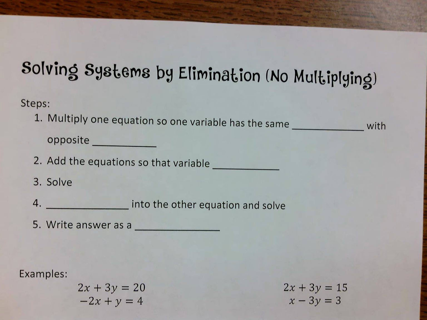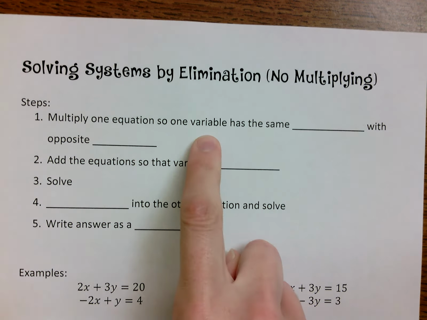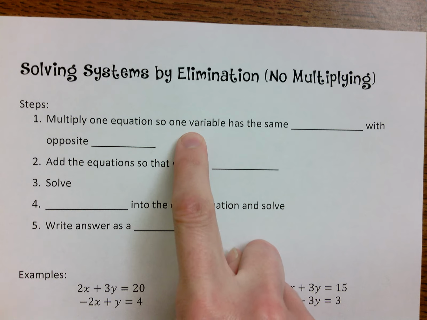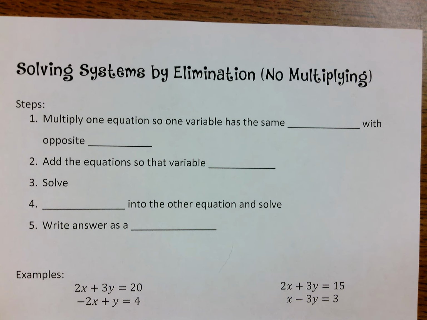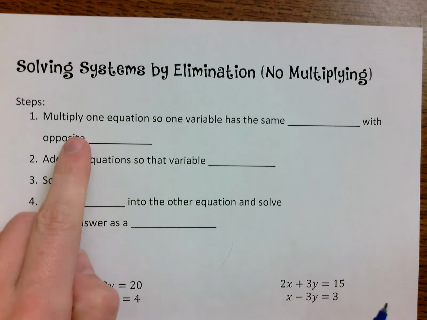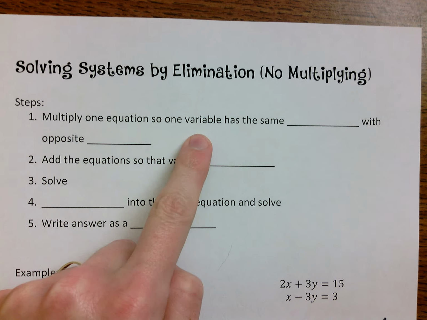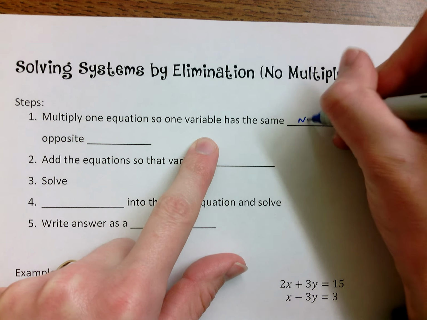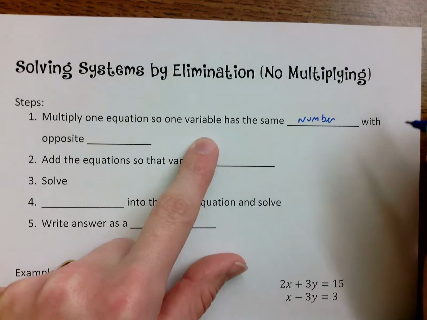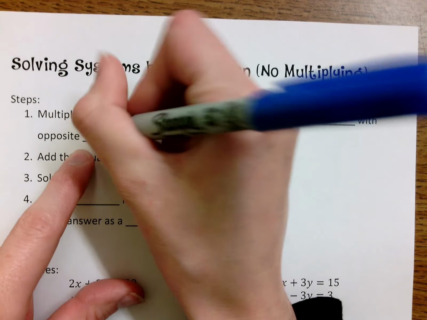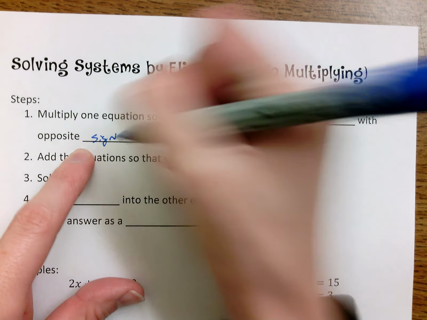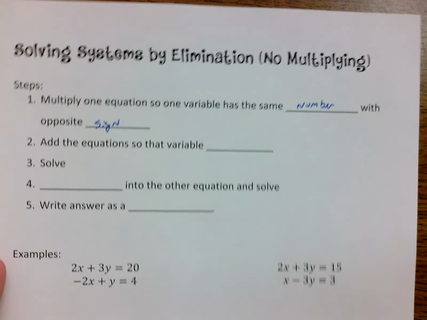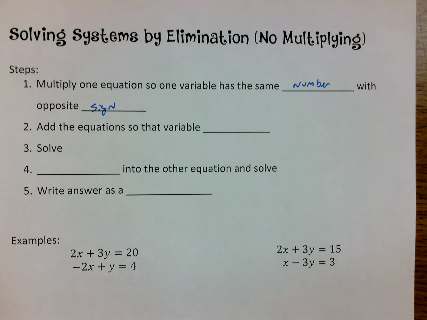Okay, so what your steps are going to be, step one, we're not actually going to do today, but we are going to put it in our list of steps. Step one is we're going to multiply one equation so that one variable has the same number, or coefficient is a fancy word, with the opposite sign. Now we're not going to do that today because we've already got that set up, right?